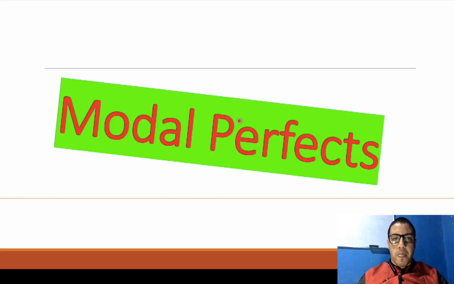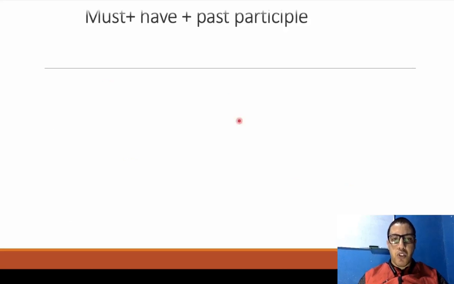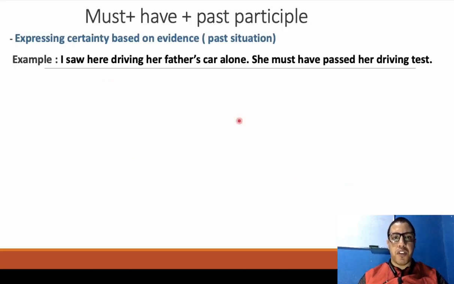Okay, so let's start with the first modal perfect. The first modal perfect is must plus have plus past participle. So what is the use of this modal? It is used to express certainty based on evidence about a past situation. What do we mean by certainty here? Certainty simply means sure. You are sure about something based on evidence. Evidence means proof.